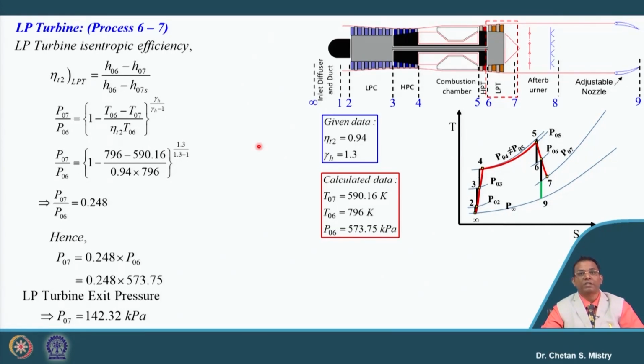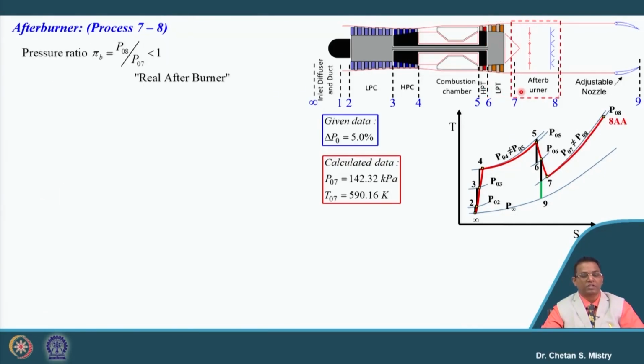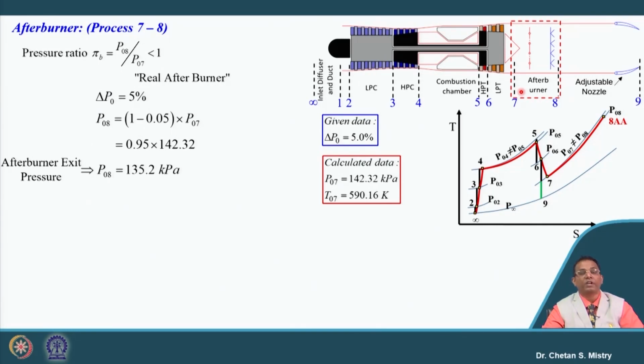Now in this case the exit from the LP turbine is what goes inside the afterburner. Okay. So let us consider the next component to be the afterburner. It says there is a 5% drop of pressure happening in the afterburner. So we can calculate the exit pressure from the afterburner, and that is 135.2 kilopascal.